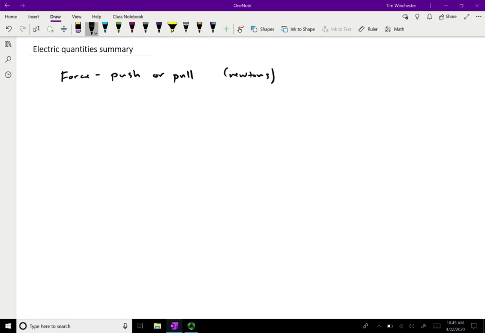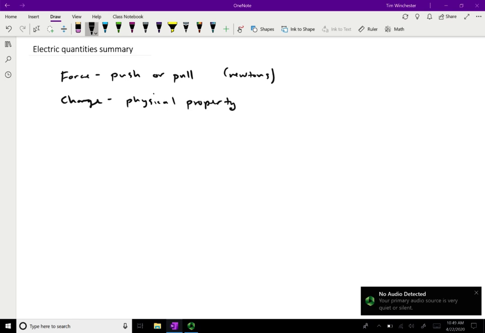And essentially, all we have done is noticed that there is this new phenomenon which allows there to be forces between different objects. Through doing some experiments and some investigations, we found that the force seems to be determined by a quantity called charge. So a charge is a property of objects. It's sort of a physical property. We don't directly detect the charge. What we detect is the force that's caused by the charge.